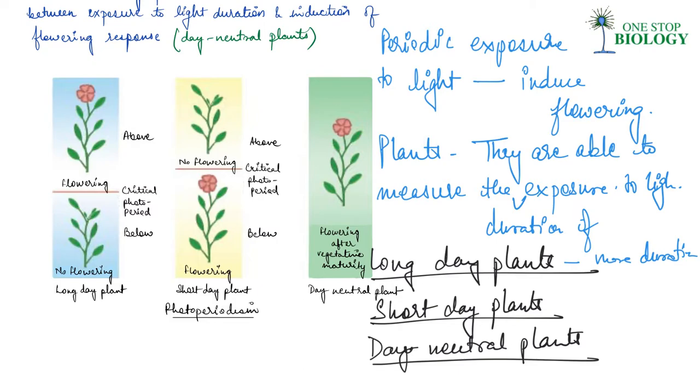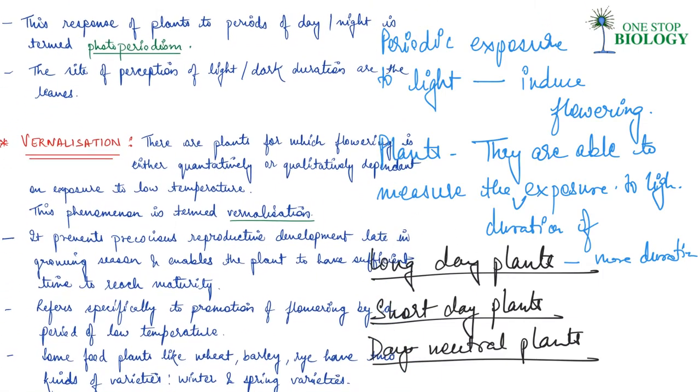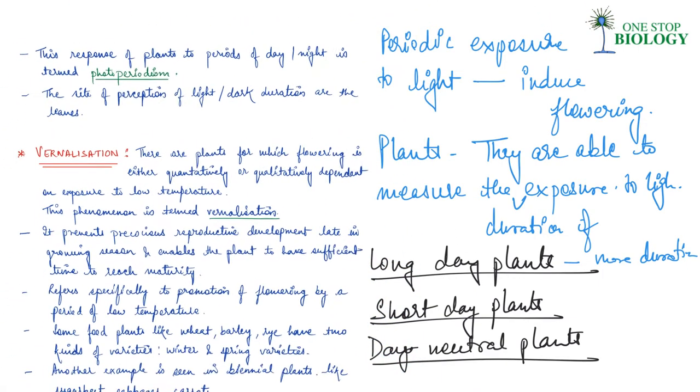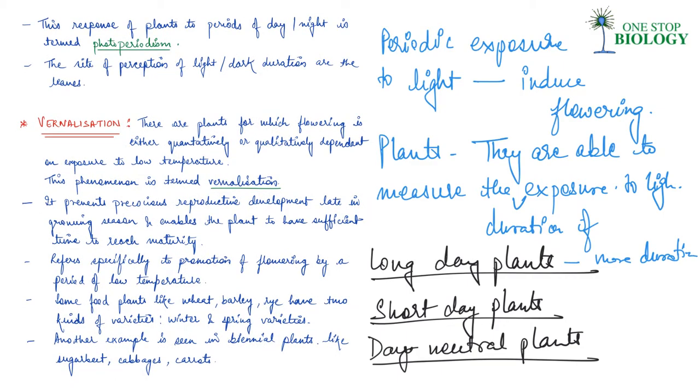Now, guys, it is also known that not only the duration of the light period is important, but the duration of the dark period is also important. Remember that the duration of the dark period is also important, so it is of equal importance actually. So basically, flowering in certain plants depends not only on the combination of light and dark exposures, but also on their relative duration. And the response of plants to periods of day or night is known as photoperiodism.